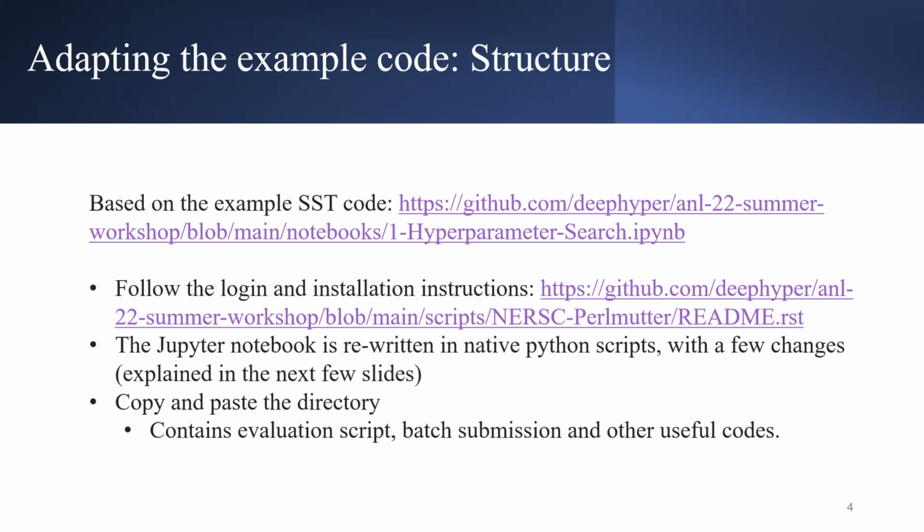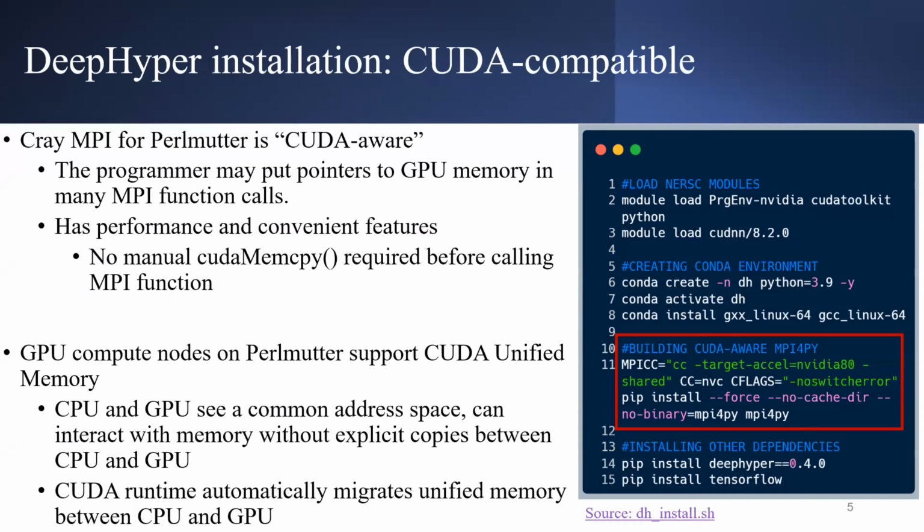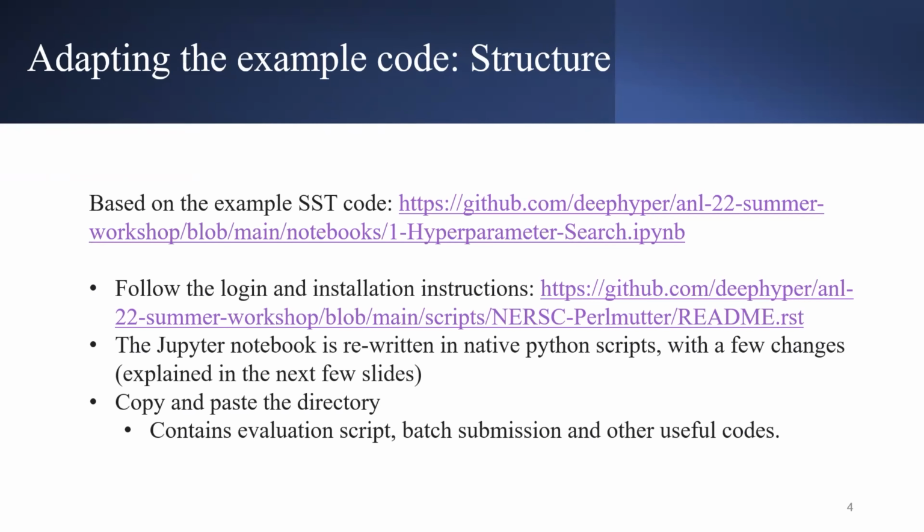So what one would do if they were to try out these codes is first go to the directory and copy all the submission scripts, evaluation scripts, and a couple of other Python codes with a lot of useful functions in them. Once you have everything and you have the data also, then you can get started with running this on your own.